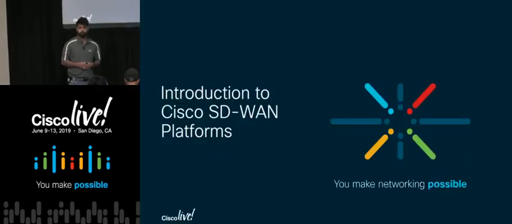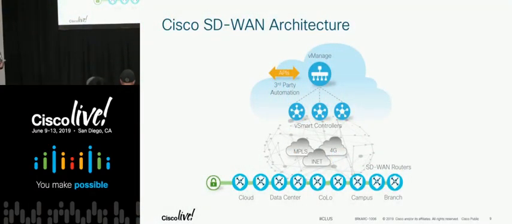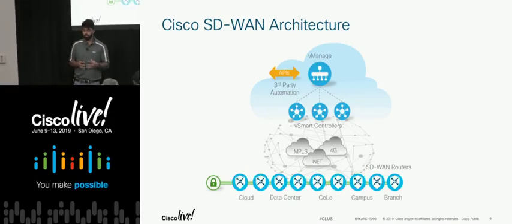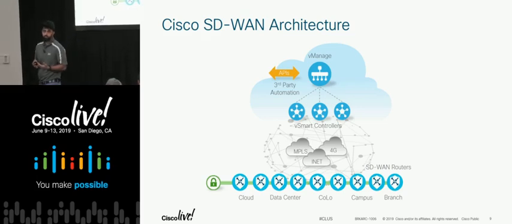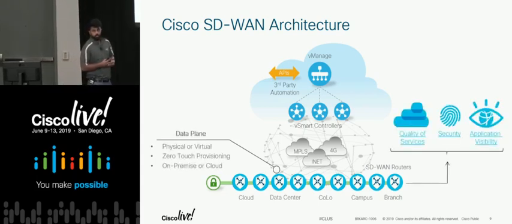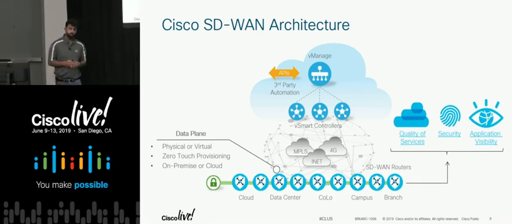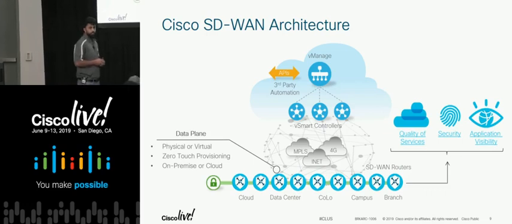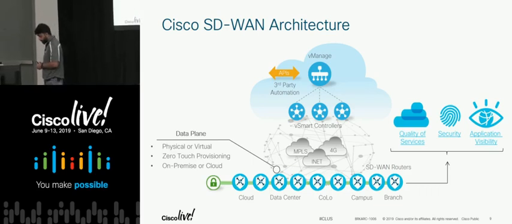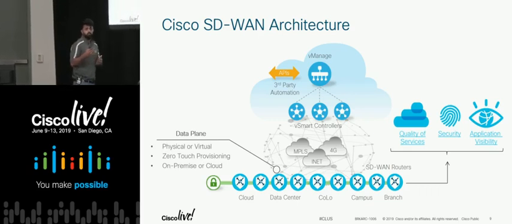Then introduction to the SD-WAN platforms. So before we get into the actual session, let me just give you a brief on the SD-WAN architecture as a whole. So this architecture has three elements, basically the data plane, management plane, and the control plane. To begin with the data plane, these are all our routers, which can be physical or virtual. It supports ZTP, leverages all the routing protocols, and it can be placed on cloud platforms as well. And these routers initiate the communication with the control plane.